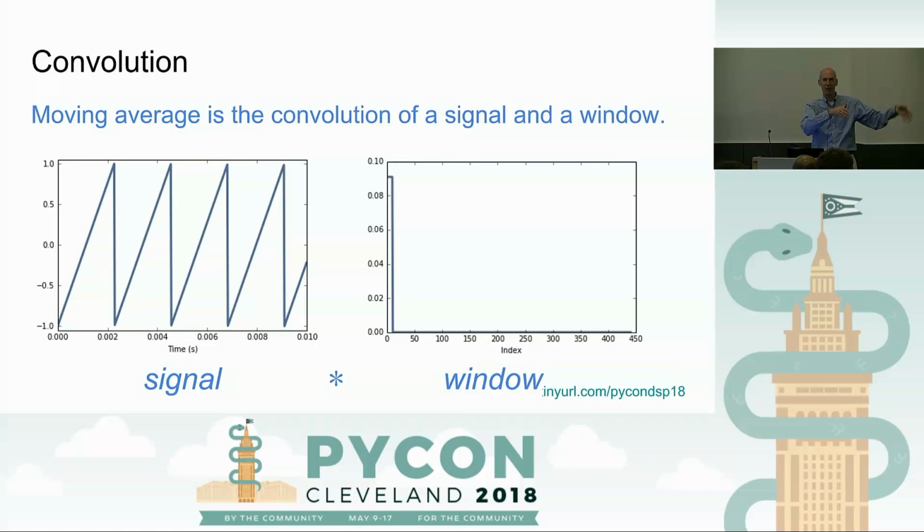Okay? That operation, where you take that window, multiply it by the signal and add it up, then shift the window over by one, multiply, add, shift, multiply, add, shift. That operation is convolution.